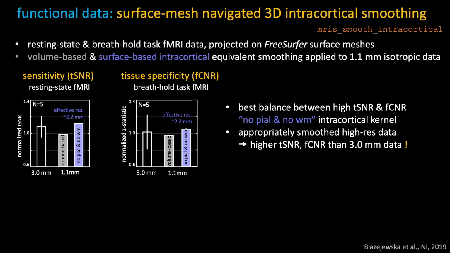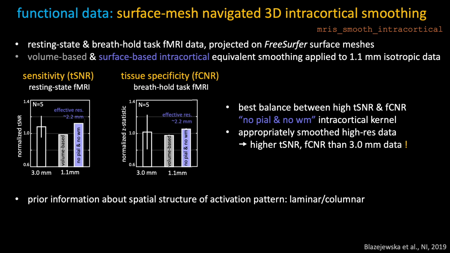And surprisingly, it actually might be better to acquire high-resolution data and appropriately smooth them than acquire low-resolution data. But what does it mean for our laminar fMRI? If you have any prior information about the spatial structure of the activation pattern, such as laminar or columnar activation, we can utilize that and design the kernel that would match our expected activation shape.